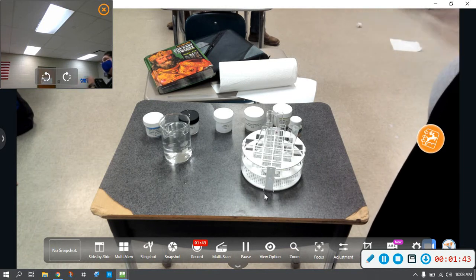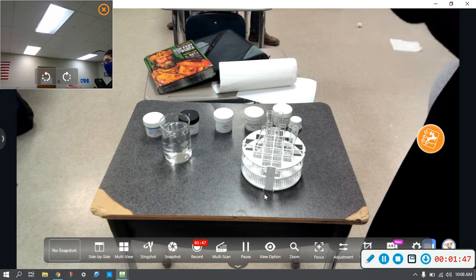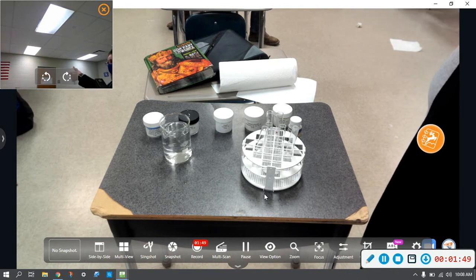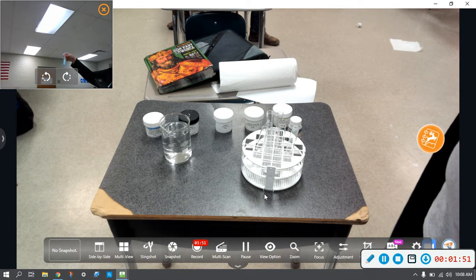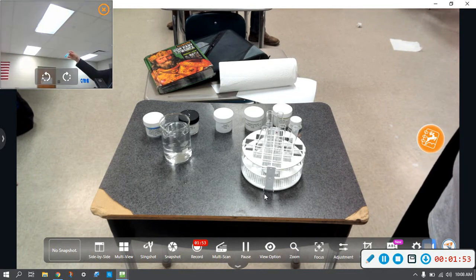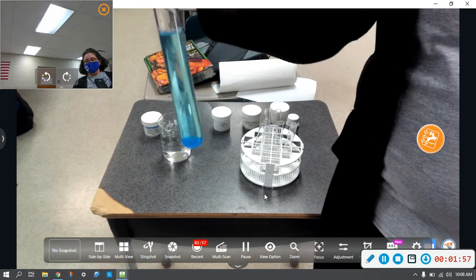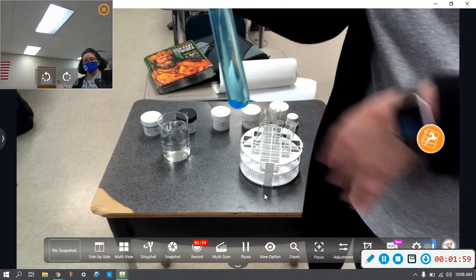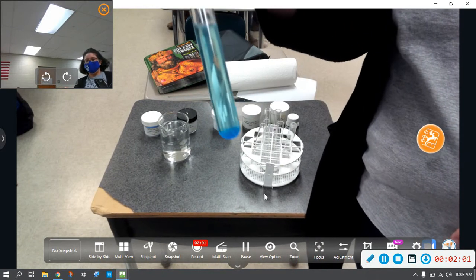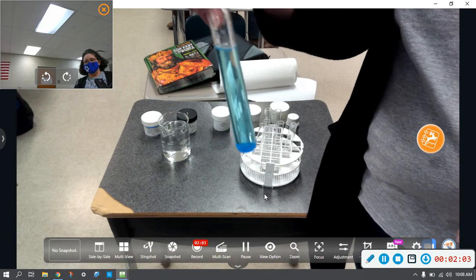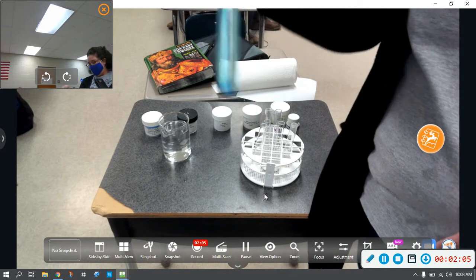You're only supposed to shake it 10 times, but I happen to know that this will dissolve. Can y'all see that it's kind of turned the water blue? So some of it has dissolved. If you can see, the water is blue, which means some of it has dissolved.